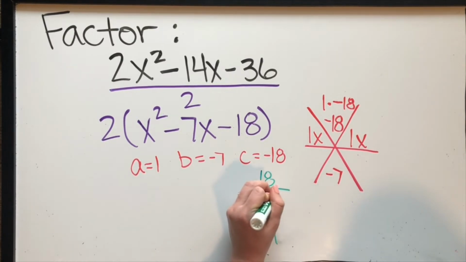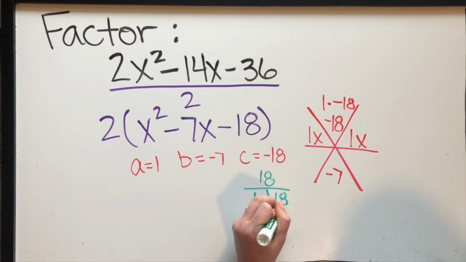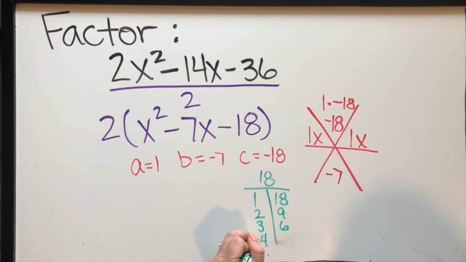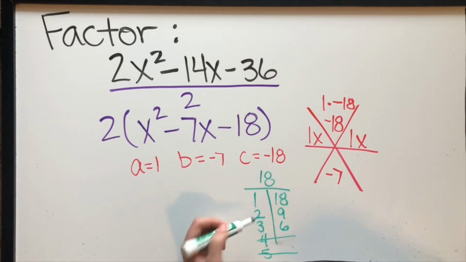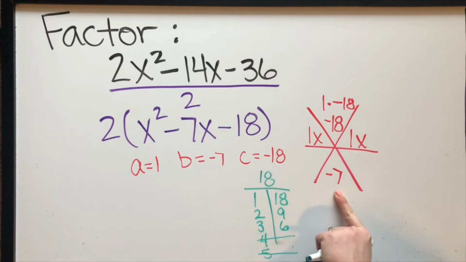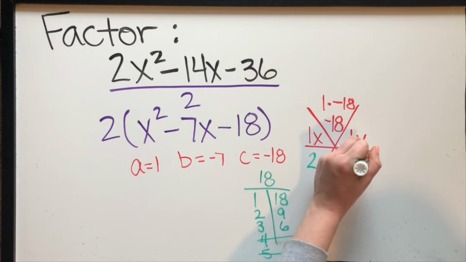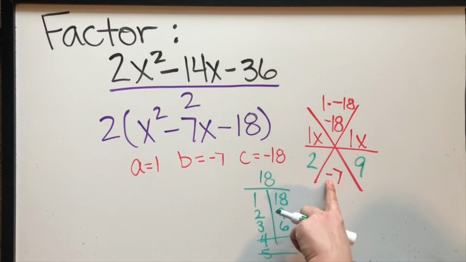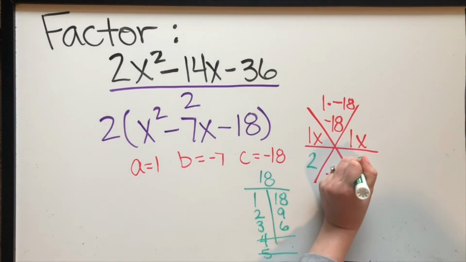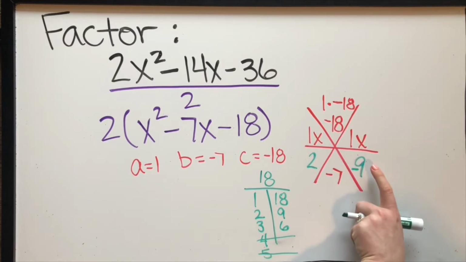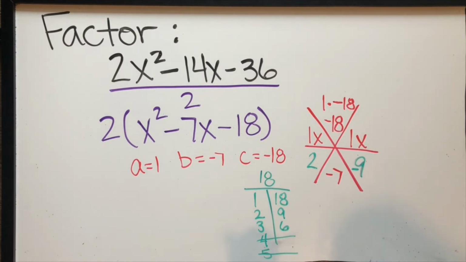So we have 1 and 18, 2 times 9, 3 times 6, 4 does not work, and neither does 5, and 6 is already on the list. So of these 3 pairs, I need to find one pair that will add or subtract to negative 7. So we're going to use 2 and 9, but to multiply to negative 18 and to add to negative 7, I know that the 9 has to be negative, because again, the bigger number will always match the sign on the bottom.